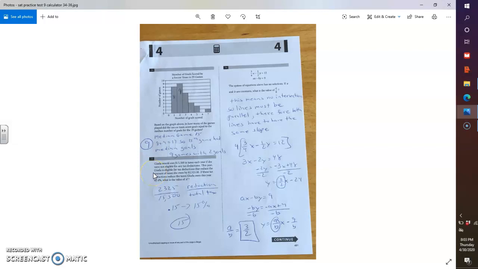The next one, Gisela would owe $15,500 in taxes, but that amount is reduced by $2,325. So if you want to know the percentage of reductions over how much she would have owed, it's literally just $2,325 over $15,500, which if you put in your calculator, you get 0.15, which is 15%. So the answer is 15.